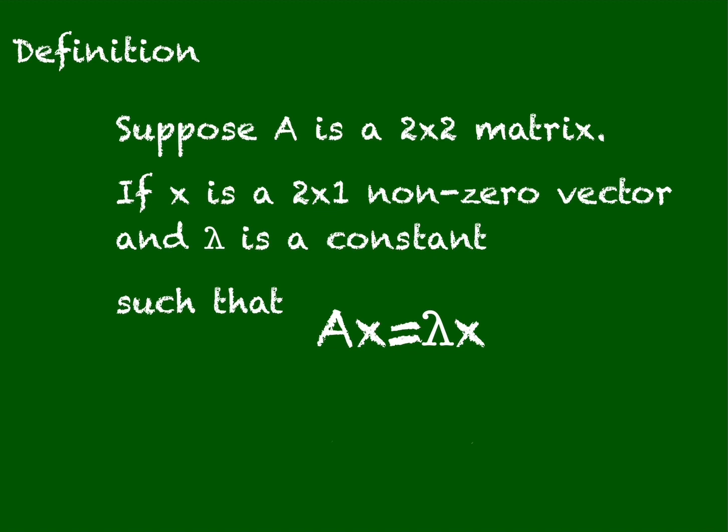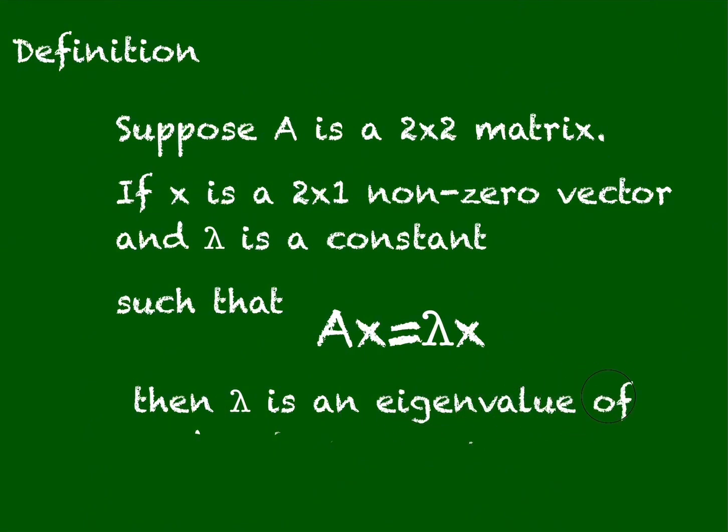First, I should introduce the definitions of eigenvalues and eigenvectors. A is a 2 by 2 matrix, X is a 2 by 1 non-zero vector, and lambda is a constant. If we can find a vector X and a constant lambda that satisfy the equation A times X equals lambda X, then lambda is an eigenvalue of the matrix A and X is its corresponding eigenvector.